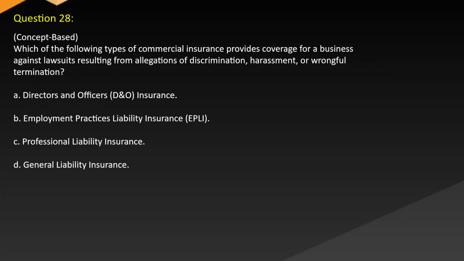Question 28. Concept-based. Which of the following types of commercial insurance provides coverage for a business against lawsuits resulting from allegations of discrimination, harassment, or wrongful termination? A. Directors and officers (D&O) insurance. B. Employment practices liability insurance (EPLI). C. Professional liability insurance. D. General liability insurance.